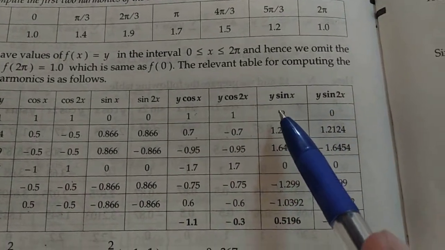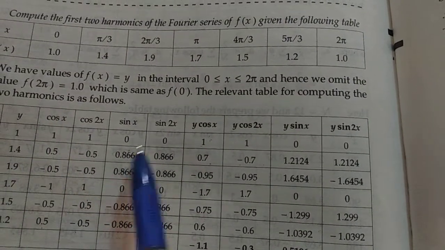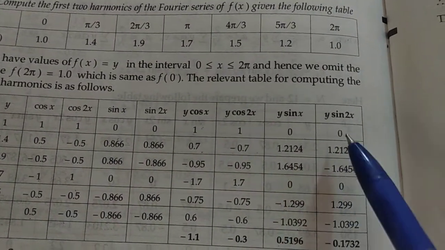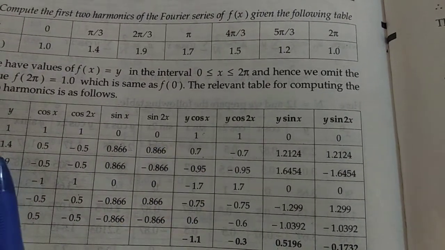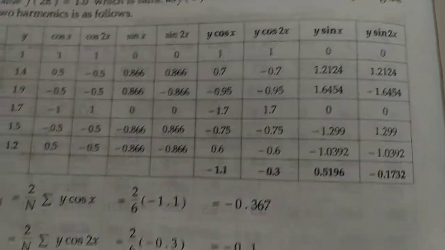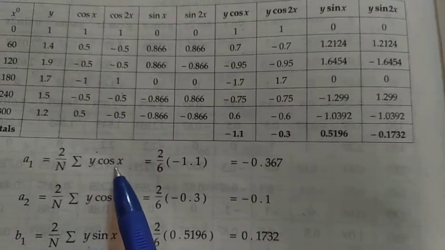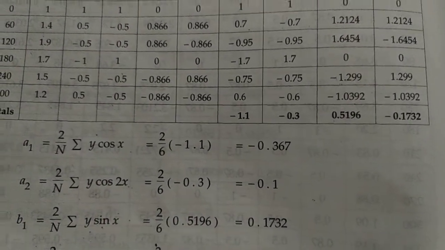Next, y into sin x. So the y column and the sin x column you have to multiply. So we will get this one. Next, y into sin 2x. The y column and the sin 2x column you have to multiply. So now which one do you take the summation of? See, in this formula y cos x is there, then y cos 2x is there, y sin x is there, y sin 2x is there.